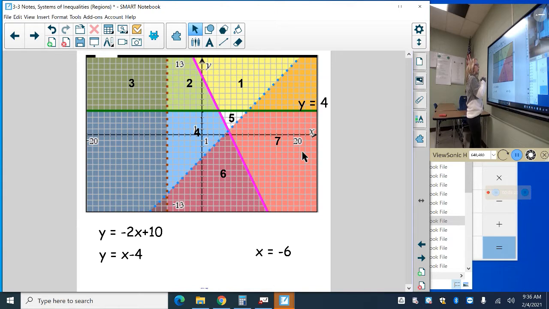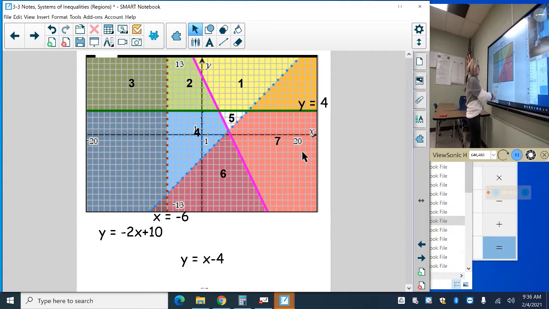Then I have another line, a red dotted line, right here. This is a vertical line, and if you remember, the equation of a vertical line is x equals. Well, which one is x equals? x equals -6 goes with the red dotted line. Now, the reason it's equal is because we know it's dotted, so it's going to have to be less than or greater than, but right now we're just identifying the equations of the actual lines.